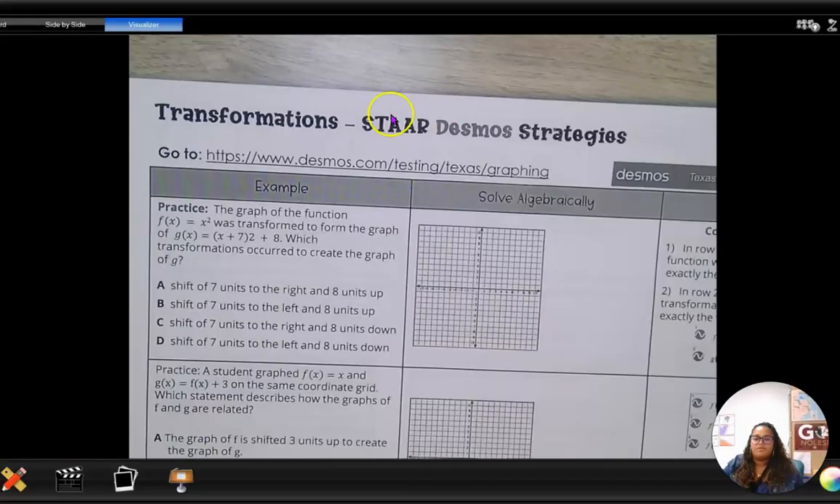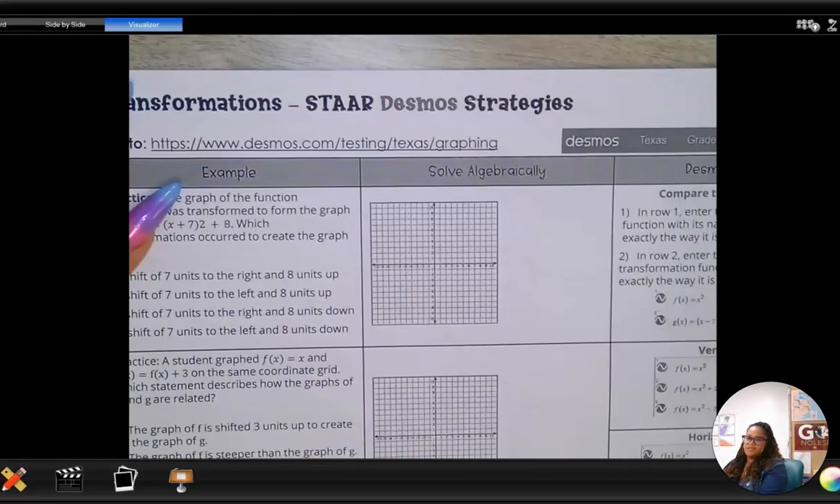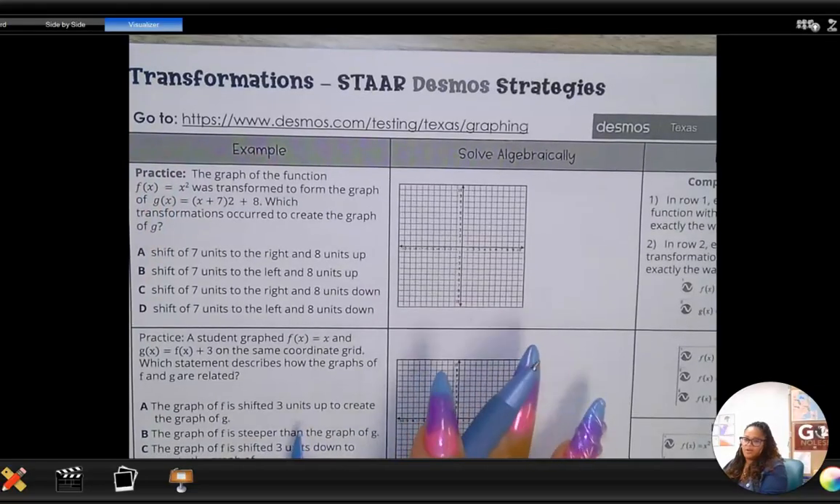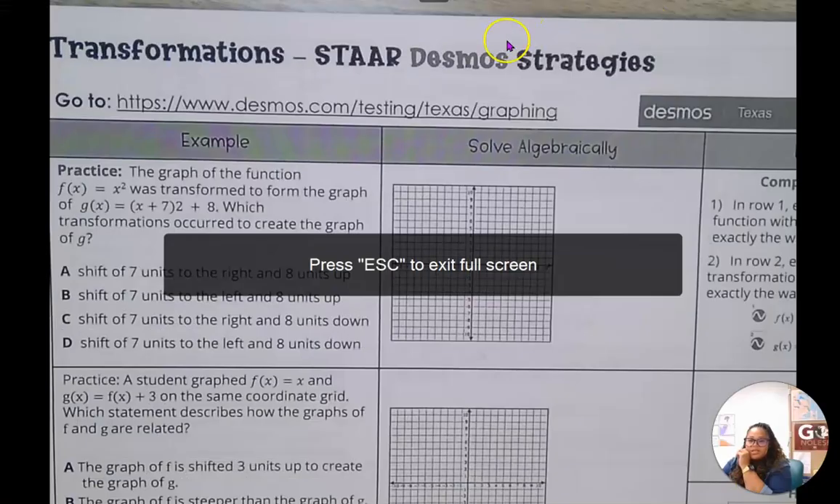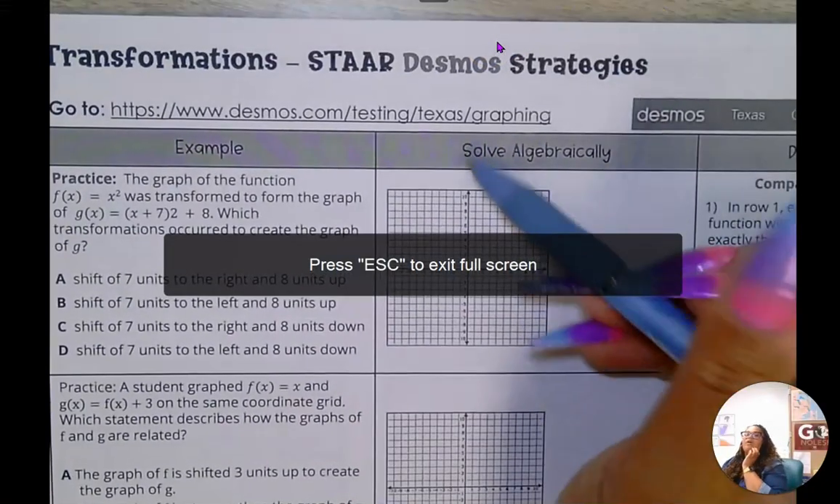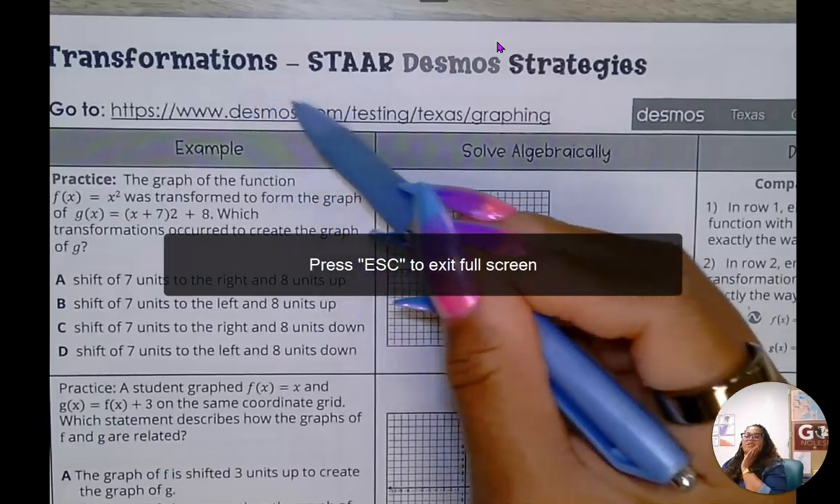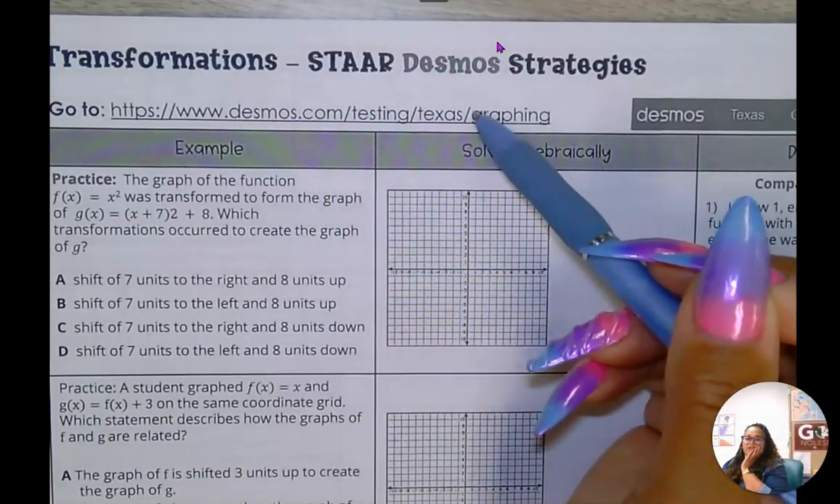Okay, I'm going over some of the DESMOS STAAR strategies. This is a packet that we started working on as the interim ended, and I wanted to go over some of these so you guys can maybe earn some extra credit and have those DESMOS strategies off the top of your head when you get ready to take your STAAR next week. So, this is using this testing calculator here on DESMOS.